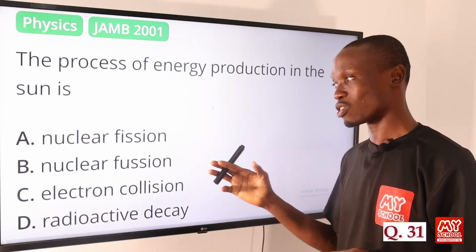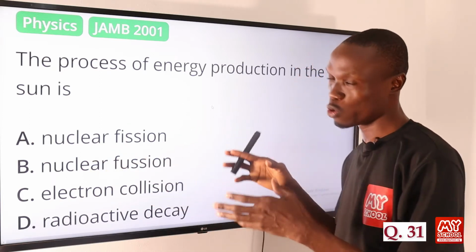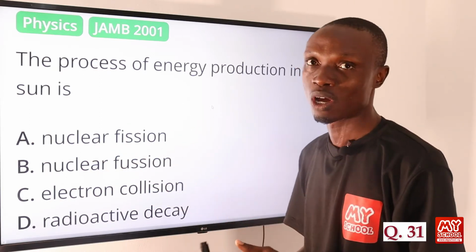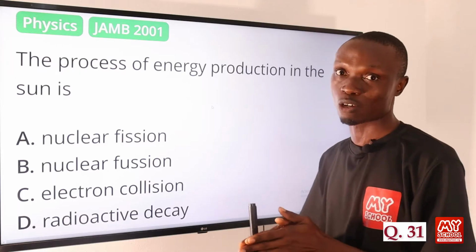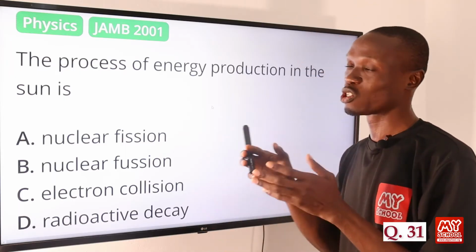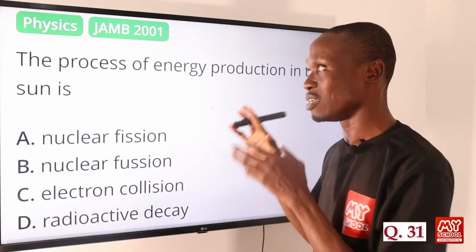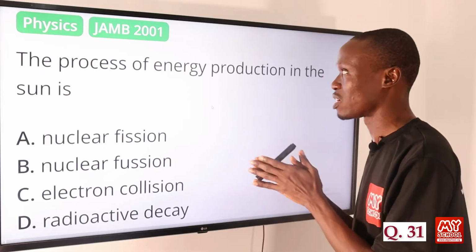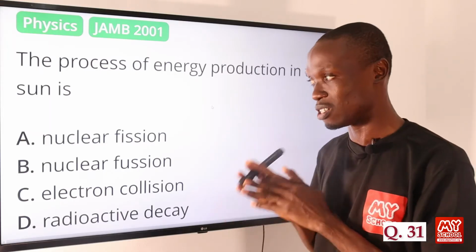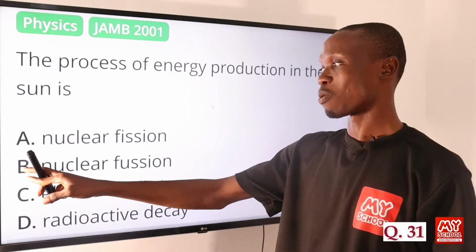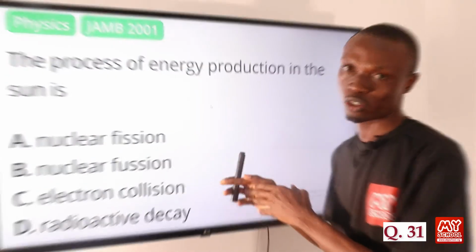Okay, so the answer to this question is nuclear fusion. In the sun, hydrogen nuclei combine together to form helium, releasing a tremendous amount of energy in the process, and this is the process of energy production in the sun. Okay, so that makes option B the correct answer to this question.